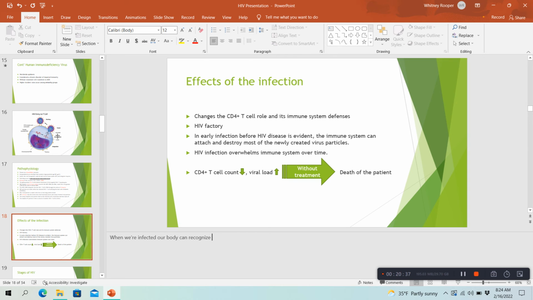It overwhelms the system. So now our nice, beautiful CD4s that we used to have that work no longer work. Most of them are infected. So how we monitor our process of HIV is through our CD4 T cell count and our viral load. As this goes down, that means what? Is our immune system suppressed? Yes. Our viral load increases. What's that mean? If our viral load is high.